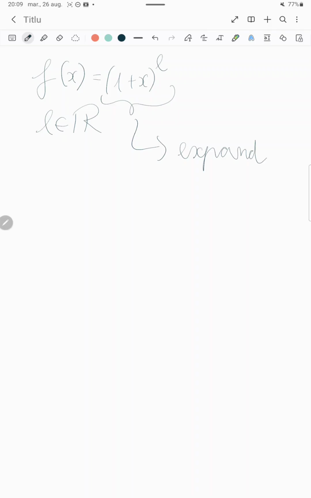So I'm going to have this function. Let's say f of x equals 1 plus x to the L, but here L will be a real number, so not necessarily an integer. And what I'm going to do is expand it.